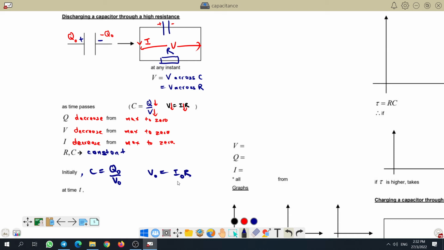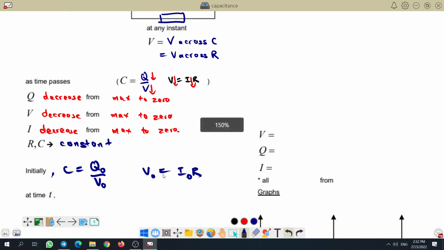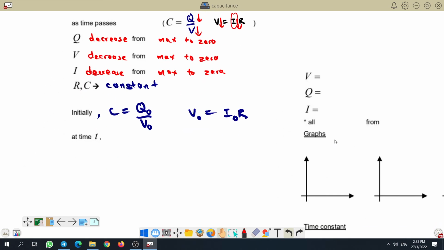Which formula has a relationship with T? T, time. Yeah, we need time. Which one has time? C, Q, V, Q... Q, T. What is that? QT. I T. Yes, I. I is the one with T. So we are actually going to start with I.